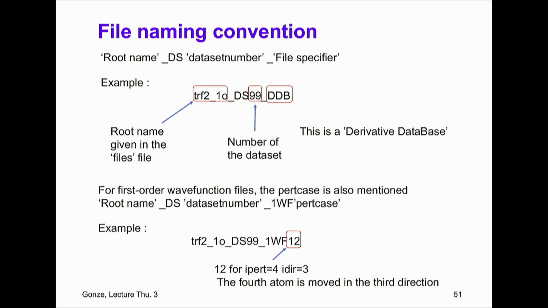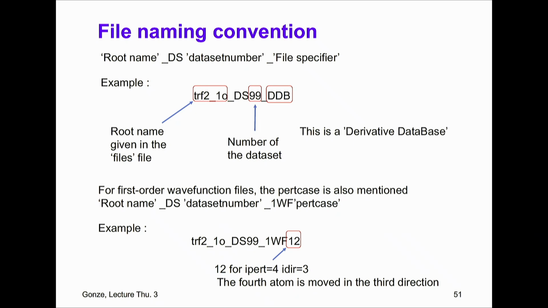Now, I can give you the file naming convention. The root name that was mentioned in the files file, the file name file, starts the designation of some results or some output. Then you have here underscore DS for dataset, and then the number of the dataset. Then underscore, and then you find the final indication of what this file is about. It's a derivative database, the one that contains the second order derivative of eigenenergy, for example.